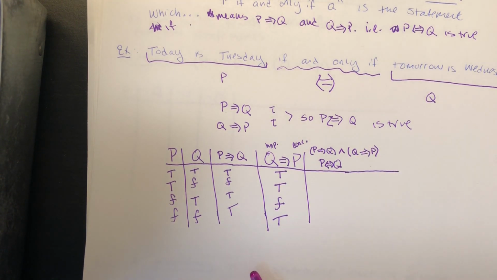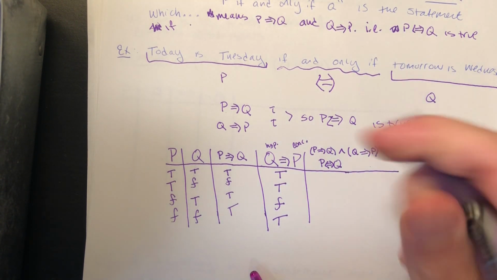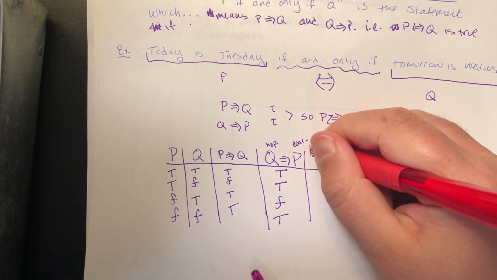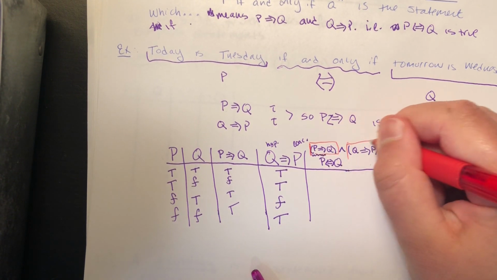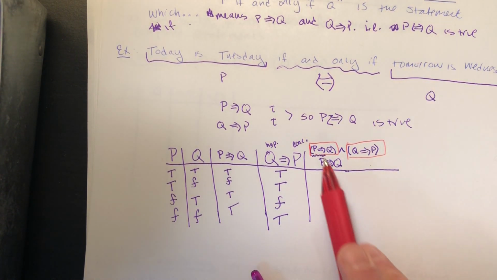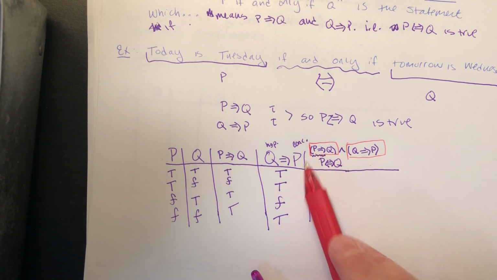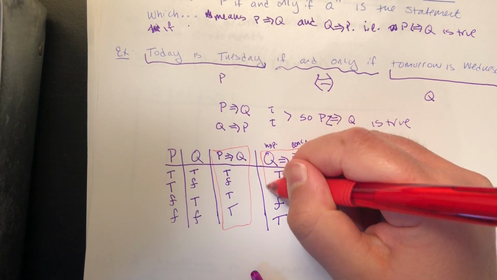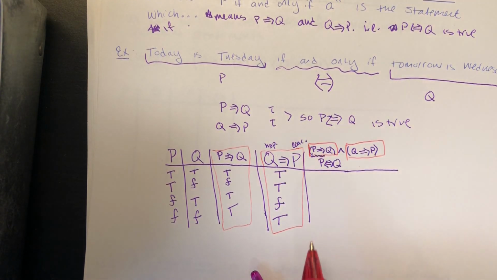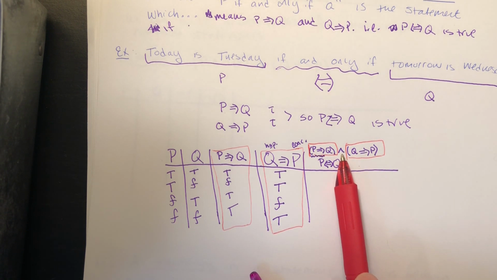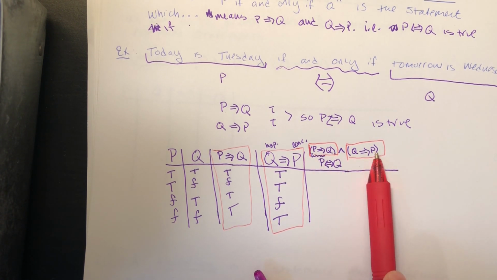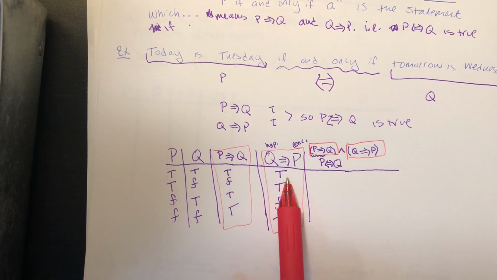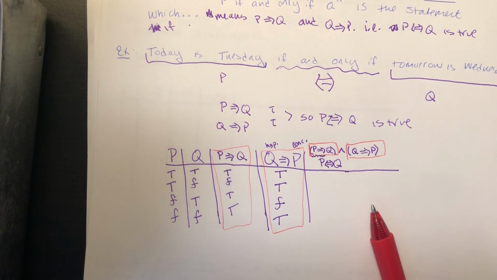So this is an AND statement where the first part is P implies Q, and the second part is Q implies P. So to find the truth value of this AND statement, we need to look at the column for P implies Q, and we need to look at the column for Q implies P, and we need to use our rules for an AND statement. An AND statement is only true when both parts of it are true. Okay, so in this first case, both P implies Q and Q implies P are true, therefore the AND statement would be true.